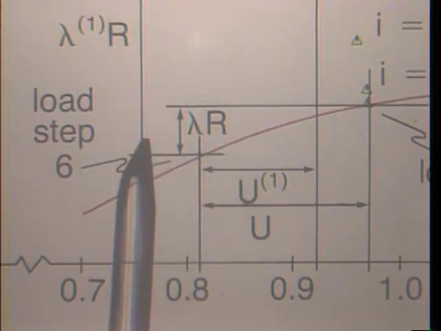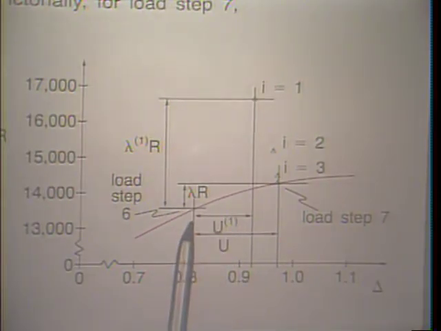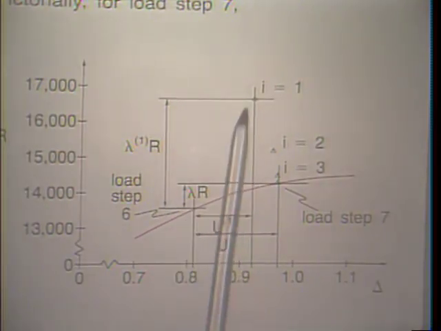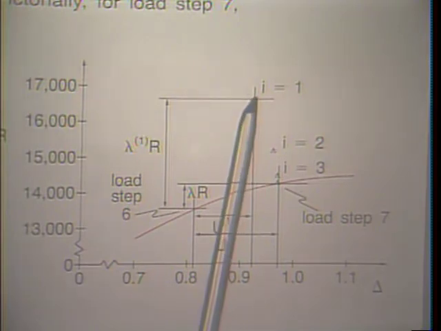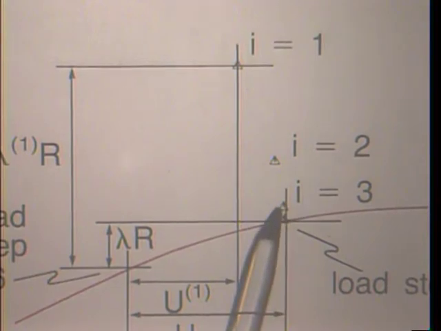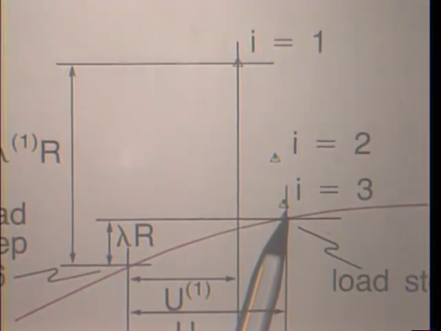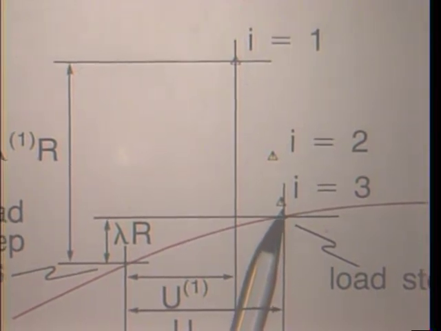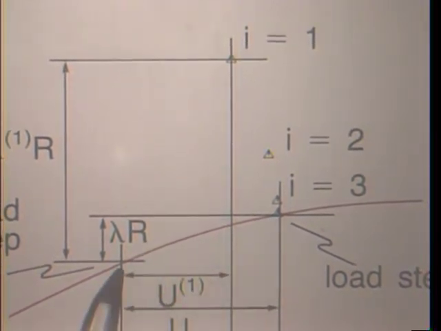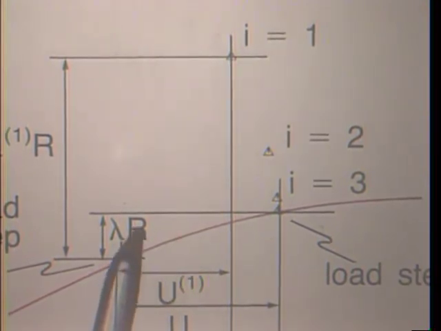In the first iteration we get lambda 1r and u1. That gives us this point. In the second iteration we get that point. In the third iteration we get that point, and after the completion of the iterations at convergence we end up on that point.